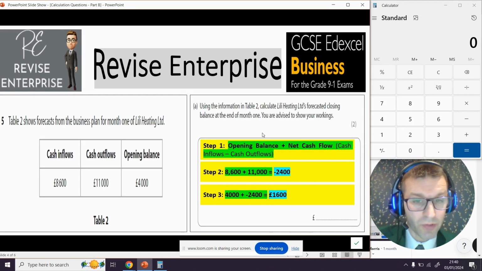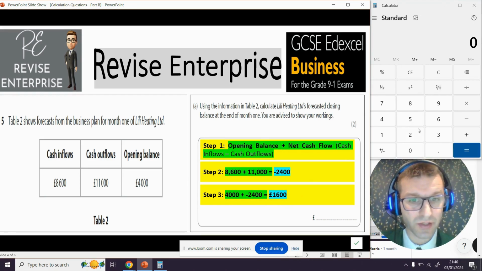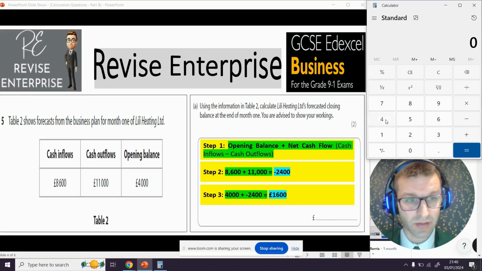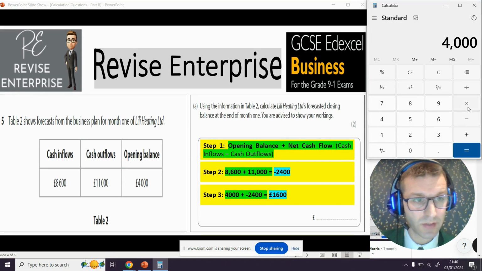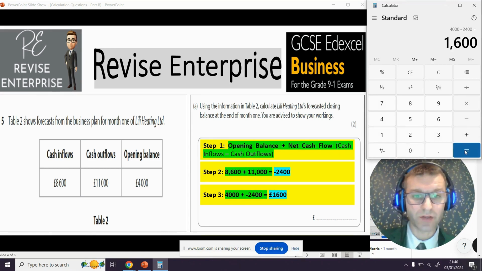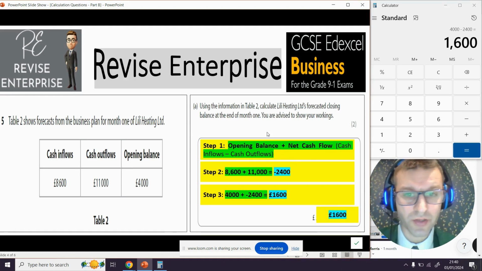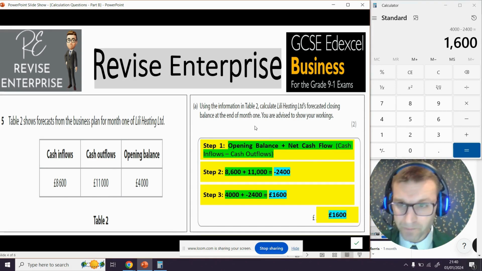£1,600. And again, we can do all this on the right-hand side. In your exam, you can be working through these questions with your calculator to give you some assistance. So if you do 4,000 and then add your minus 2,400, it will come out as £1,600. You put that in your answer box here, and that will give you your closing balance at the end of month 1. And that question is done. 2 marks in the bag with 3 steps.